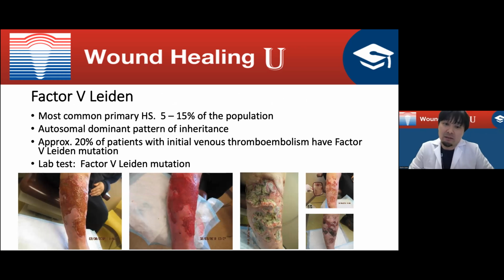The next risk factor for the hypercoagulable states is factor V Leiden. This is also a genetic mutation that can increase your chance to develop abnormal blood clots. And this is the most common risk factor for the primary hypercoagulable states, 5 to 15% of the population is affected. And about 20% of patients with initial venous thromboembolism have factor V Leiden mutation.